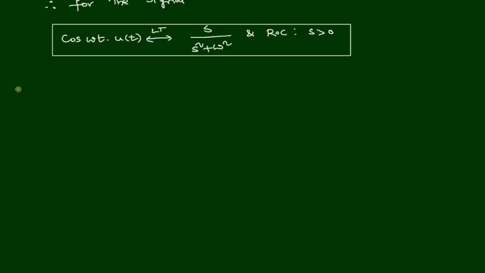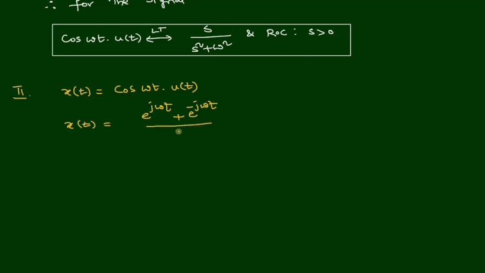Now we will see the second method for finding the Laplace transform of the signal x(t) equals cos ωt multiplied with u(t). Now we express cos ωt in terms of exponentials: x(t) equals (e^(jωt) plus e^(-jωt)) divided by 2, multiplied with u(t).